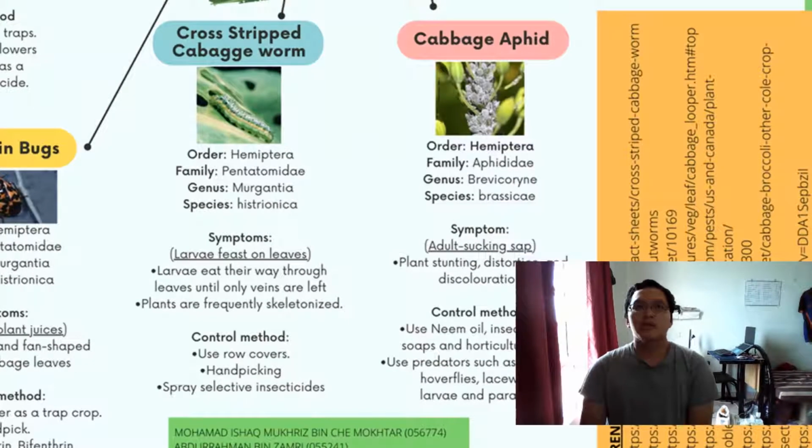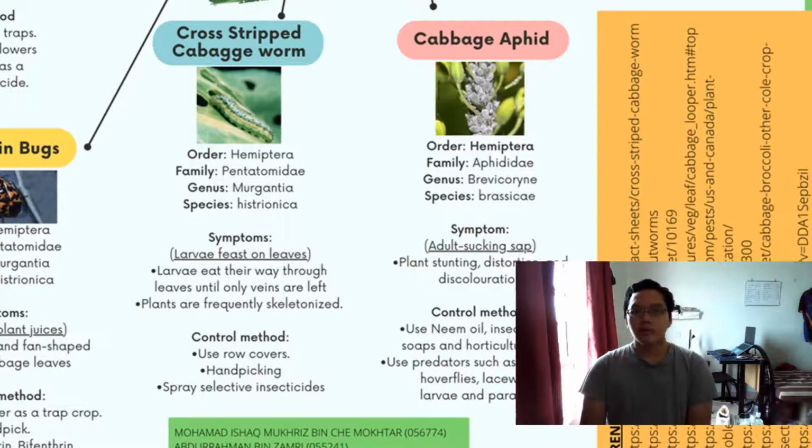Next, we go to cross-street cabbage worm. It derives from order Hemiptera, family Pentatomidae. Genus and species is Murgantia histrionica. The symptom of cross-street cabbage worm infestation on cabbage is the larvae will eat their way to the leaf until the veins are left, which will usually cause the cabbage left in skeletonal state.